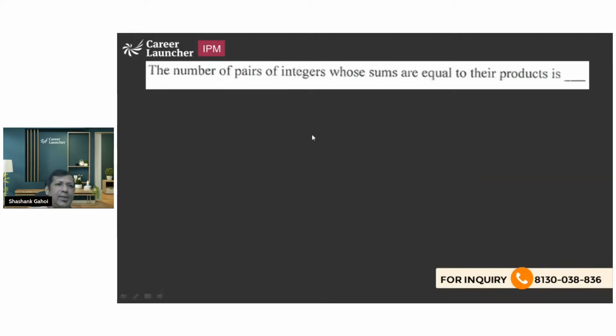So basically this is the number of pairs of integers whose sum are equal to their products. Okay, so basically let's say there are two numbers a and b. Summation of a and b is a plus b, and product of them is a into b, and both of them are equal. So let's solve it in such a way so that we understand.